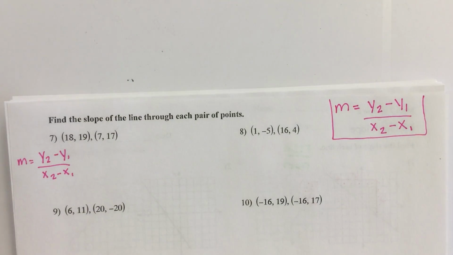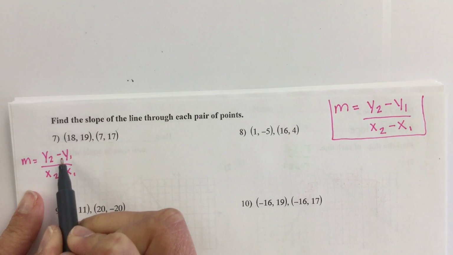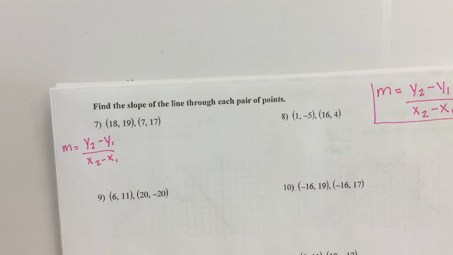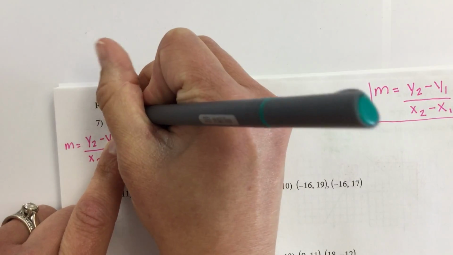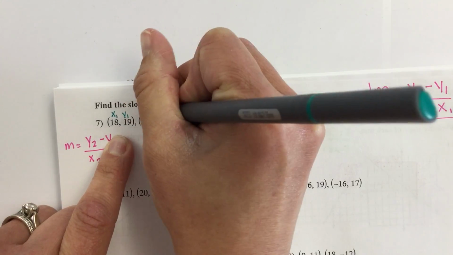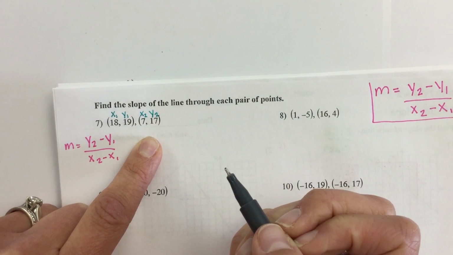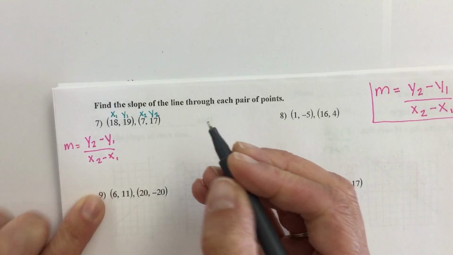When you have a number, you would actually say y sub 2 minus y sub 1. This just means that it's the first ordered pair versus the second ordered pair. So when you have 2 ordered pairs, you name them x1, y1, x2, y2. The first ordered pair are your 1s, the second ordered pair are your 2s. And now what you're going to do is plug these values into your little equation here.